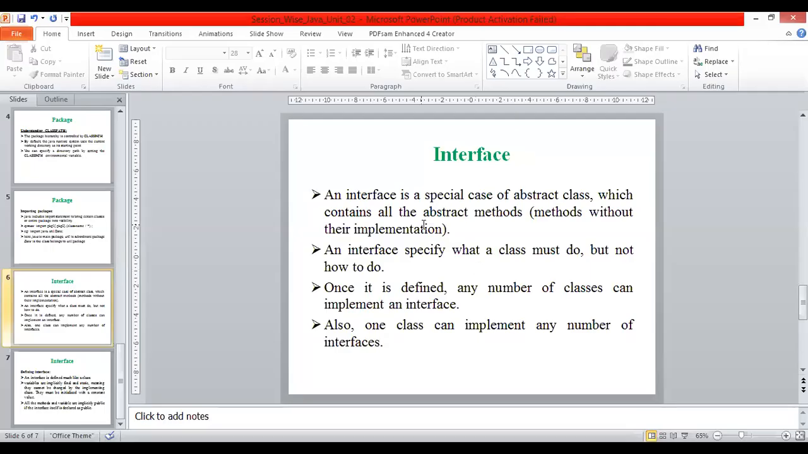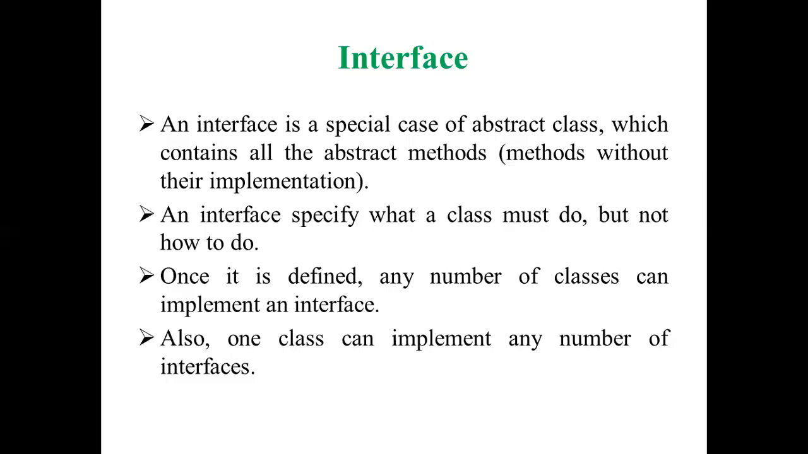An interface is a special case of the abstract class. What do you mean by abstract class, friends? A class which contains at least one abstract method is known as an abstract class. But in the case of an interface, if it contains all abstract methods, then we can say that it is an interface.